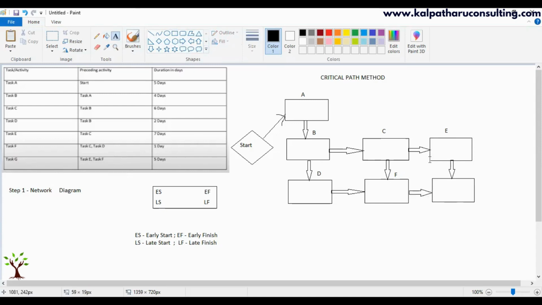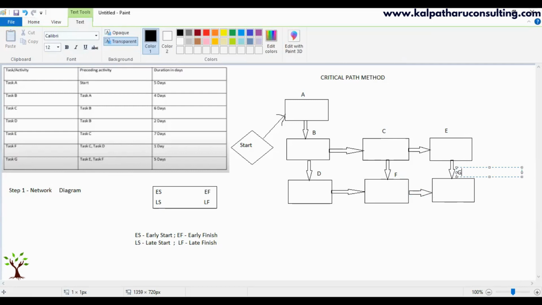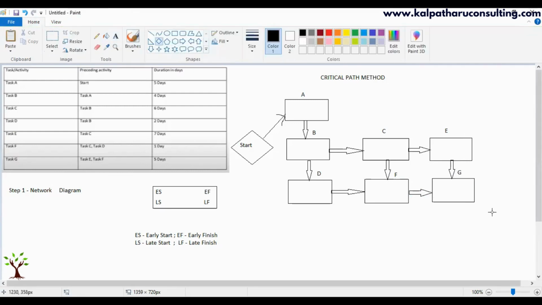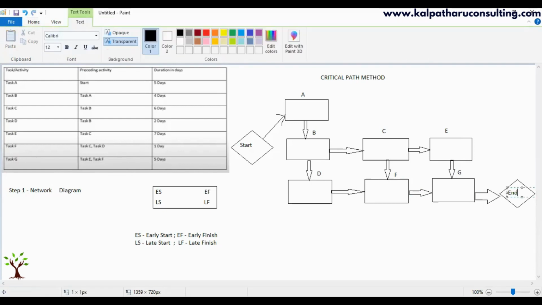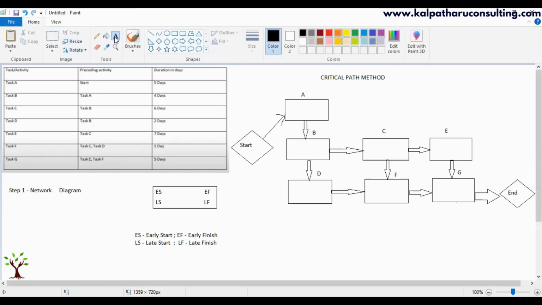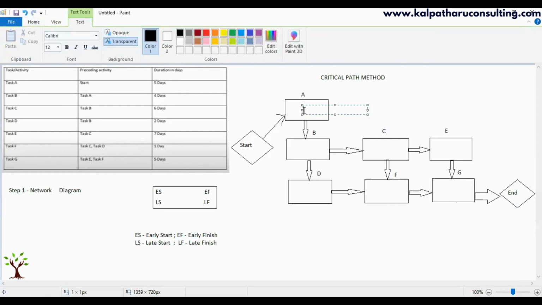Let us name it G. Is there any activity after G? No. Which means that is the end. So let us end it. This is the end. And now let us enter the durations as well. Task A takes 5 days, task B takes 4 days, task C 6 days, task D 2 days, E is 7, task F 1, and task G 5 days.